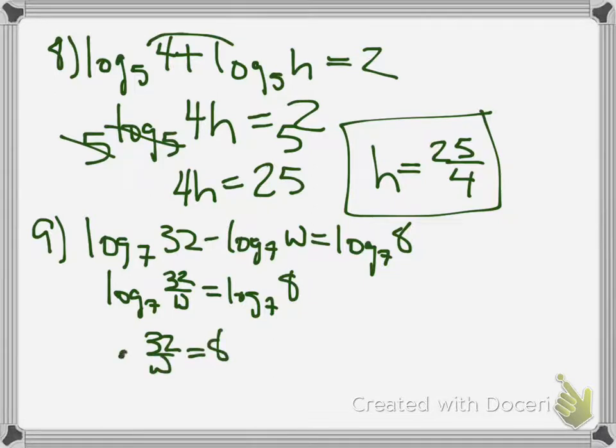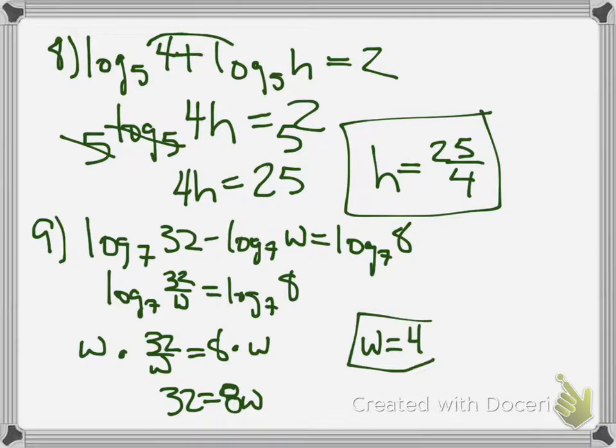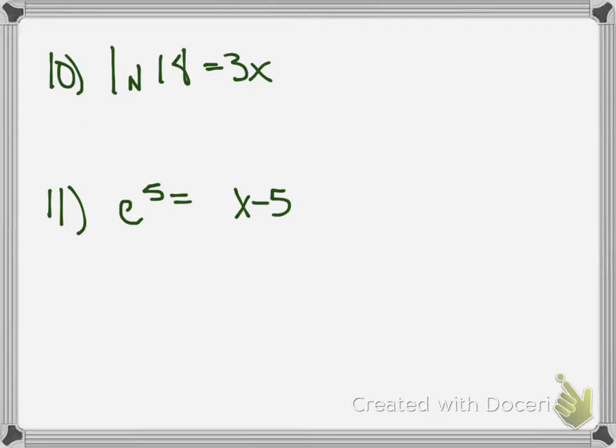You can multiply by w to get rid of the fraction. So you're saying 32 is equal to 8w. Divide by 8, and you get w is equal to 4. So again, most of these should not be very difficult.